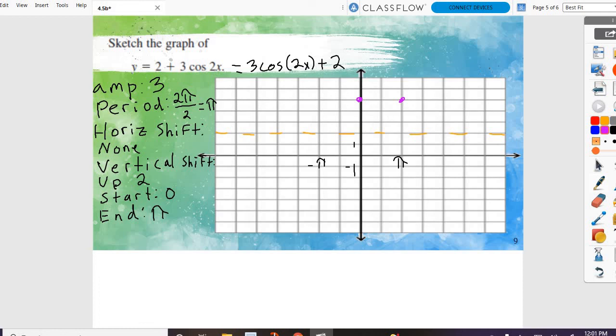Halfway in between, what are we going to have? Not a 0. The minimum. And it's going to be 3 units below our new x-axis, so we're actually at -1. And then halfway in between each of those are our zeros, but this time, like I said, our zeros are actually crossing that y equals 2 line. And then we just make a nice pretty curve.